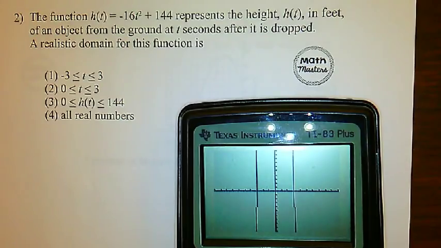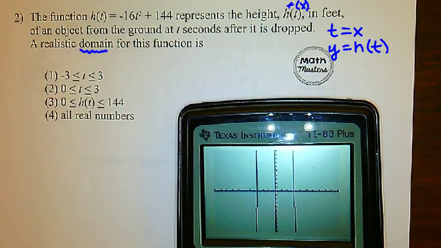All right, question number 2. The function h of t equals negative 16 t squared plus 144 represents the height h of t in feet of an object from the ground at t seconds after it drops. Okay. So think of t, so this is going to be like f of x, okay? So t is x, and your y is going to be h of t, okay?